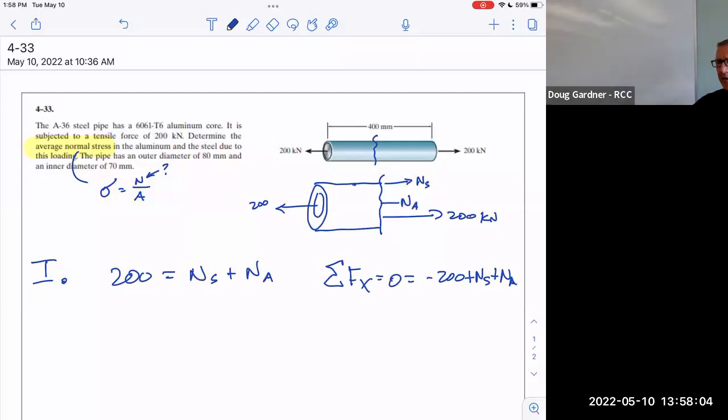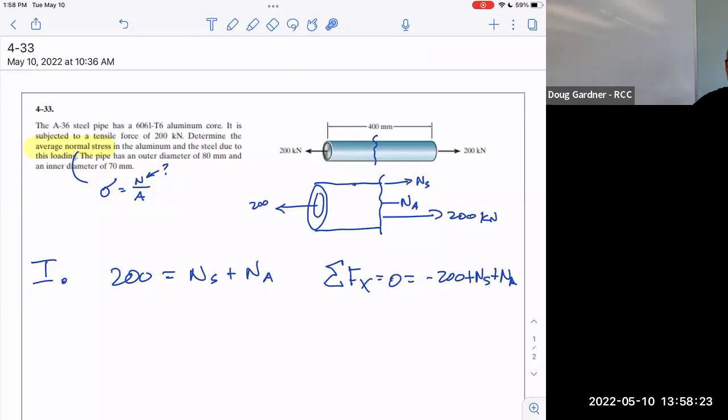So pick one of those. If you like one of those styles better than another, awesome. The advantage of this one is it's very formulaic and you tend not to make mistakes. The advantage of this one is I can look at the picture and go, look at that, tug of war. One's going left, one's going right. They're going to be equal.